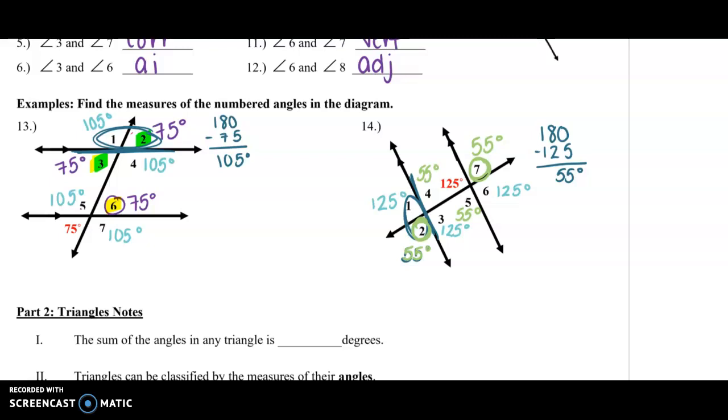And then normally we would go through and we would say the measure of angle 1 is equal to 105. So I'm going back to 13 here. The measure of angle 2 is equal to 75. Measure of angle 3 is equal to 75. I forgot my degrees. Measure of angle 4 is equal to 105. And you would keep going through that. Same thing for number 14. You would go through and you would list all of those. Okay, you can do that on your own.